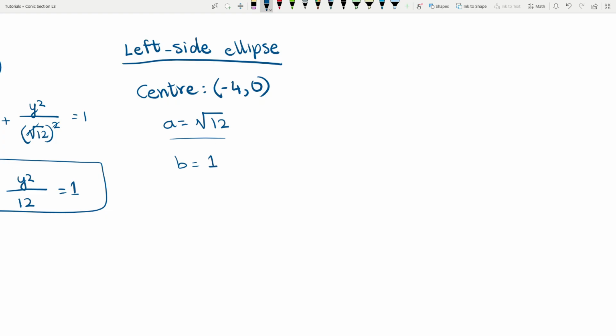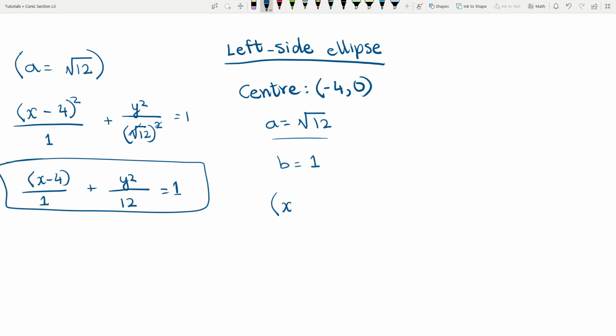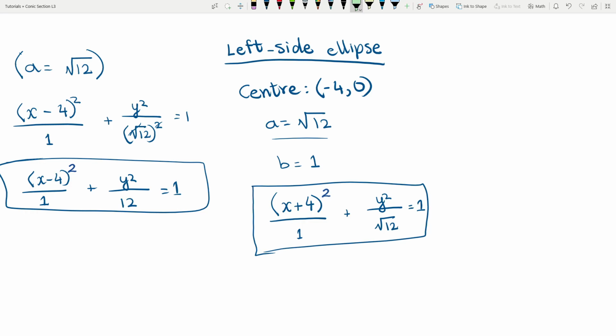So if we plug this into our formula, x plus 4, now this is the difference, over 1 plus y squared over 12. So in the end, it's very, very similar, but this thing is just swapped. That's literally it. If you get a symmetrical shape, it's usually the coordinates that are swapped, but other than that, it's pretty similar.